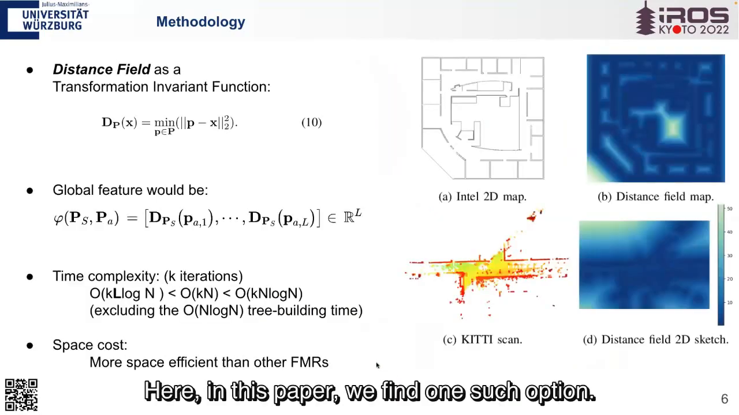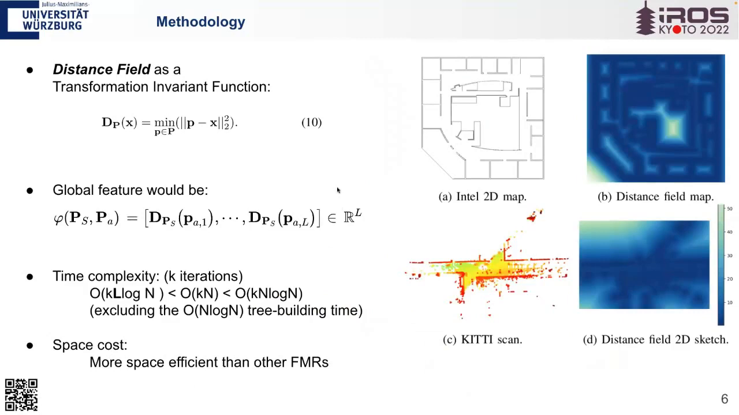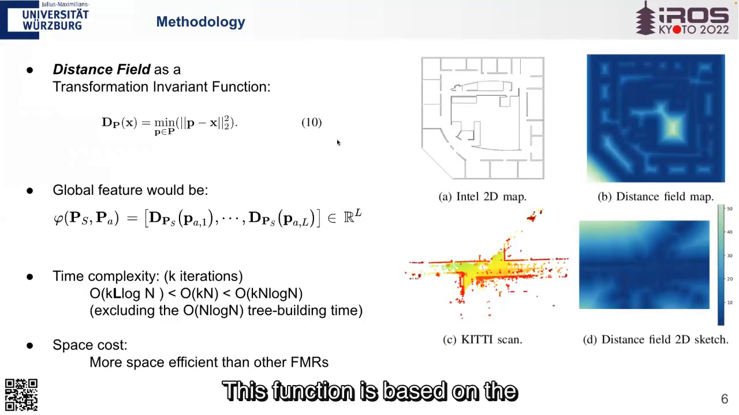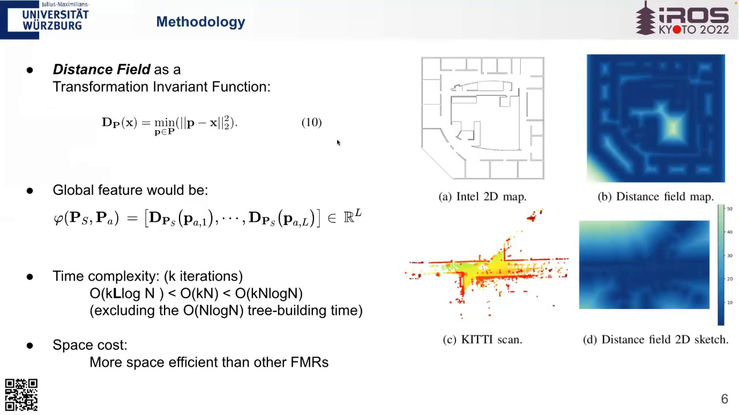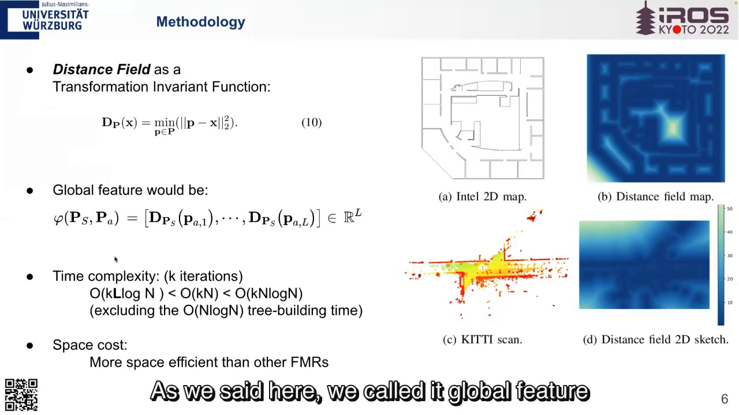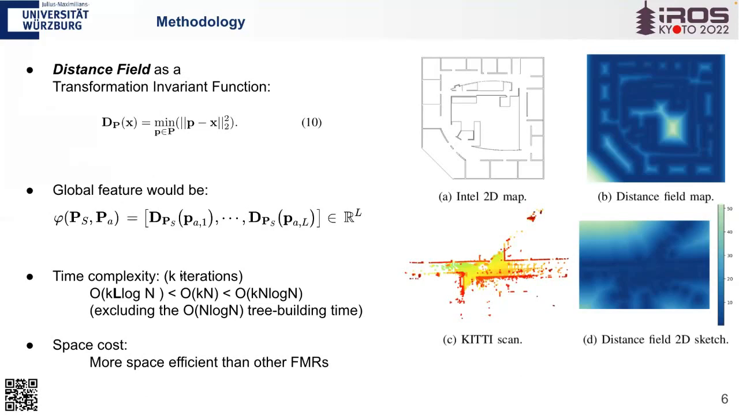Here in this paper, we find one such option. There might be more, but that will be possible future work. This function is based on the distance field. As we said, our third model is a point set. Each point basically has a distance value on the distance field of P. Thus, we get a global feature, which is a concatenated distance value of the set. We call it the global feature of the point cloud, which is a vector.